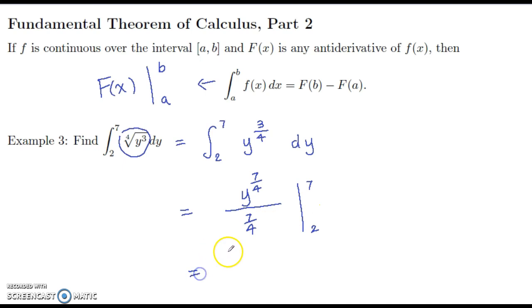So what it is, you're dividing by a fraction, which is the same as multiplying by the reciprocal. So it's 4 over 7. You plug in 7, 7 to the 7th power and then the fourth root. And then you subtract 4/7 times the fourth root of 2 to the 7th power. And you can just leave it this way.